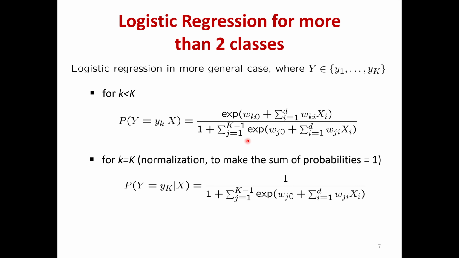We use these probabilities for class labels y1, y2, and so on, up to y_(K-1). And for the last one, for the y_K class label, we use this other expression here. As you can see, these numbers are valid probabilities for the class labels because they are non-negative, and if you sum all these capital K probabilities, you would get 1.